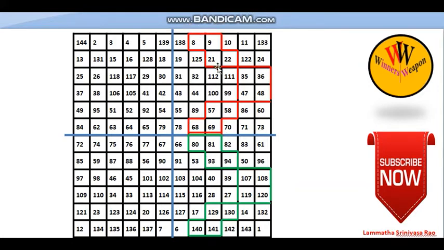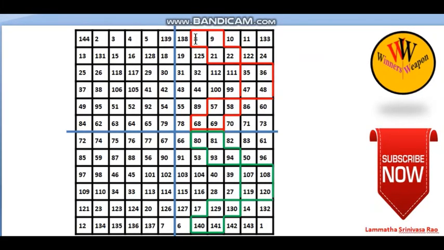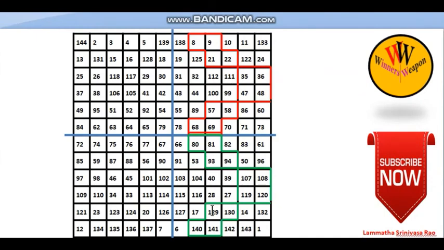It is a mirror image of this pattern, and these patterns have mirror images on the x-axis, and we should exchange the boxes or numbers. We should exchange the numbers at the mirror image level. This 8 and 9 are replaced by 140 and 141, and vice versa. 21 and 22 will be replaced by 129 and 130, and vice versa. That means 129 and 130 can be written here in place of 21 and 22.